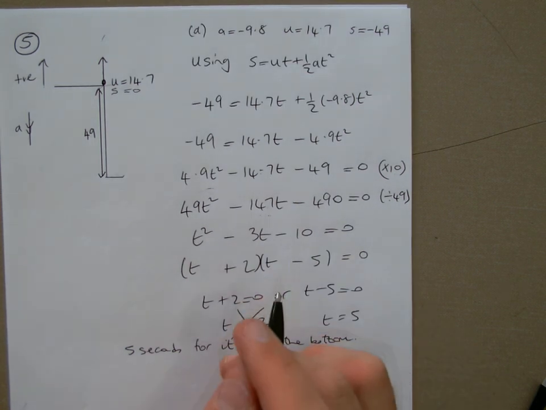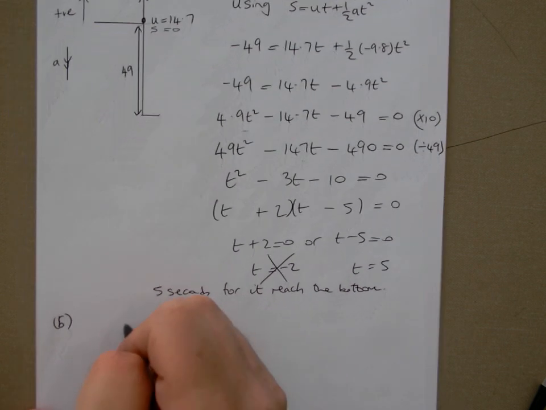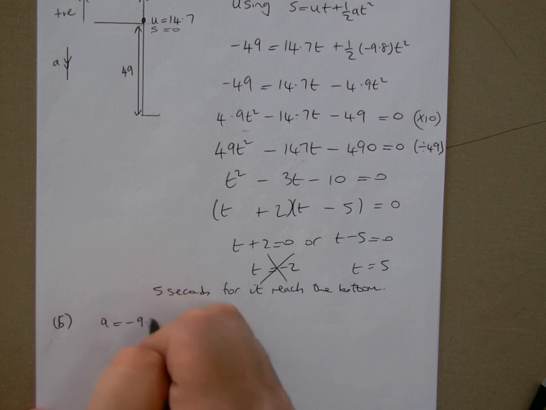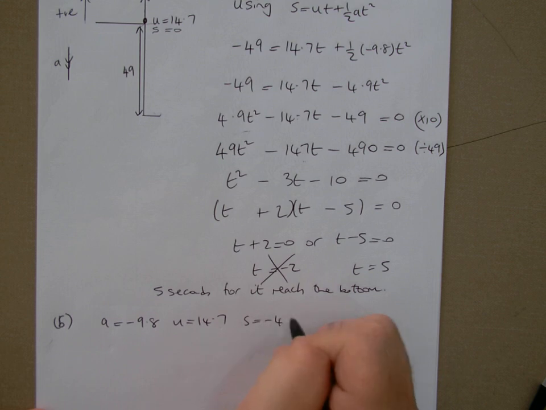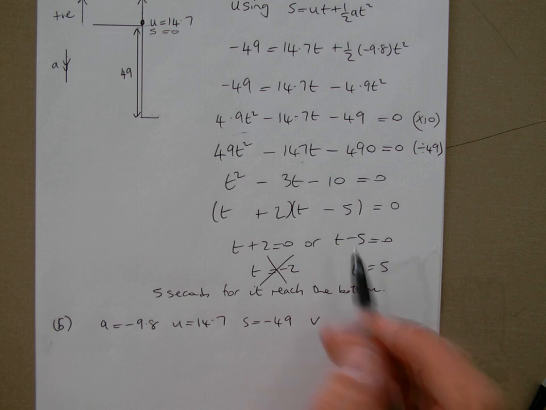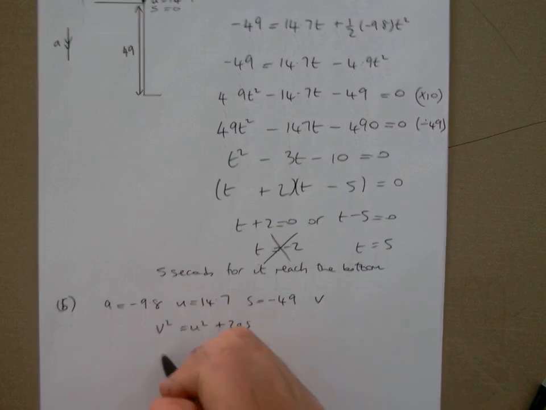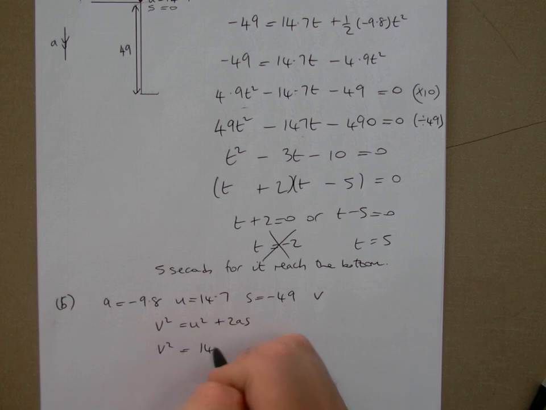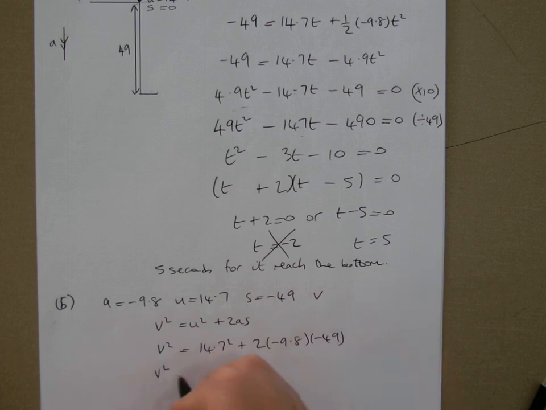Part B then, calculate the speed when it hits the ground. Again, let's just put in the values we know. a is minus 9.8, u is 14.7, s is minus 49, so we want v, and so I'm going to use v squared equals u squared plus 2as. So v squared will be 14.7 squared plus 2 times minus 9.8 times minus 49 for s.